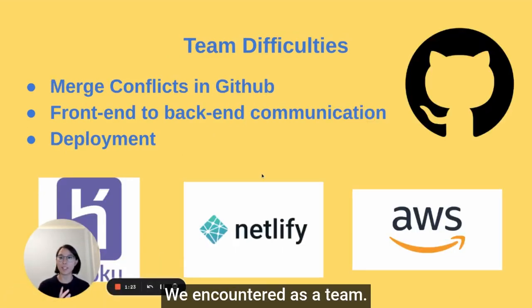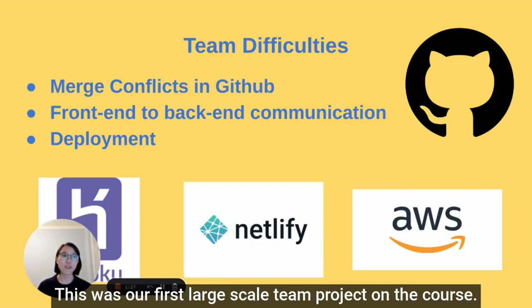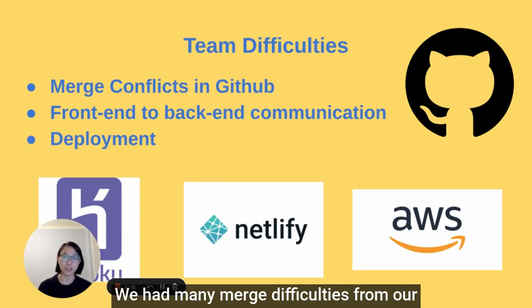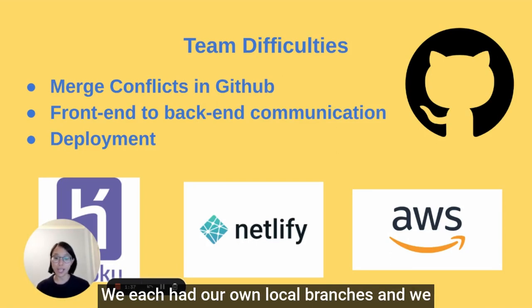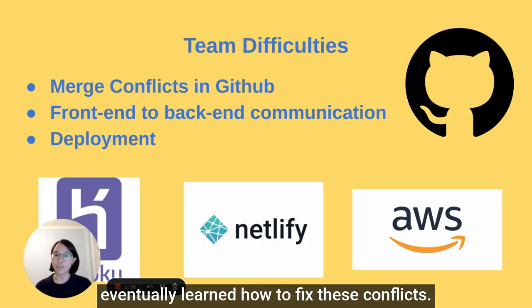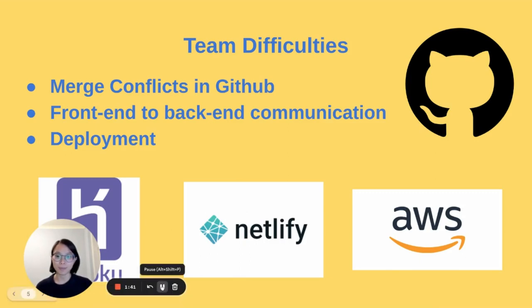Problems we encountered as a team. Merge conflicts in GitHub. This was our first large-scale team project on the course. We had many merge difficulties from our local repos to our remote repos on GitHub. We each had our own local branches, and we eventually learned how to fix these conflicts.